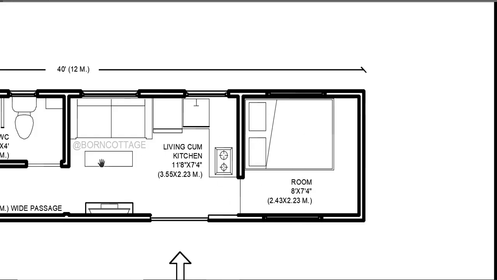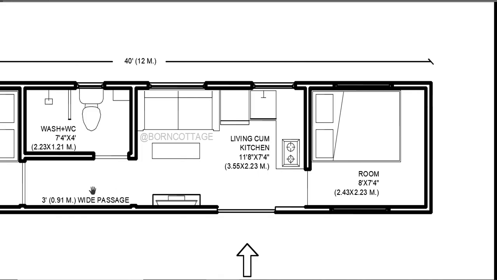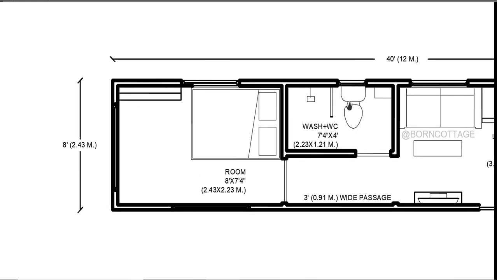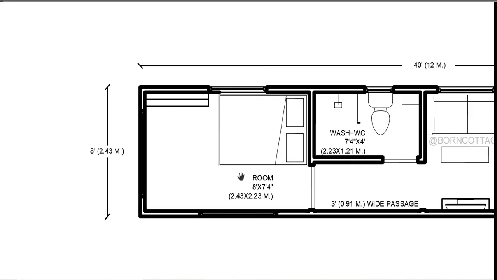If we go on the left side, so we have 3 feet wide passage here, and on the right side we have common use washroom plus water closet. You can see here the wash basin, water closet and the shower area, and we have ventilator for ventilation of this washroom. And if we go on the left side, so we have bedroom number 2 here.